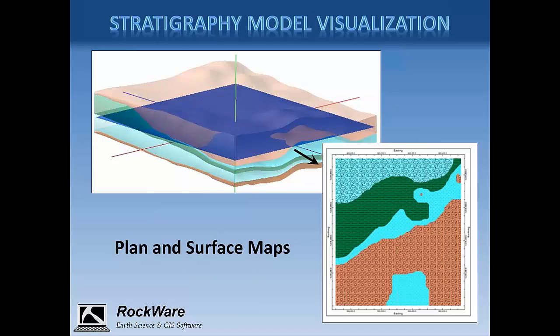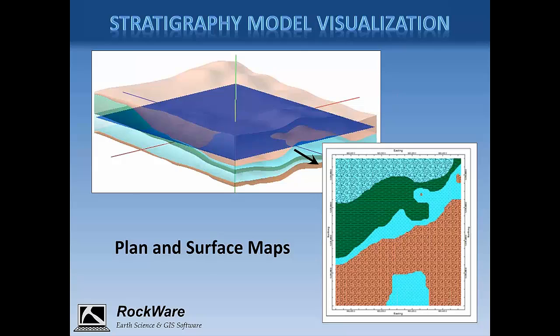This is an example of a plan map, and plan maps and surface maps basically show you the intersection of the stratigraphy model with a horizontal plane or a grid. In this case, we're showing you a 2D map of the stratigraphy encountered at a user-defined elevation. So that's really what a plan map is. It's stratigraphy at a specific elevation. A surface map would look similar to this, but it would show the stratigraphy encountered along a grid with varying elevations, such as a water table or a planned mine floor.